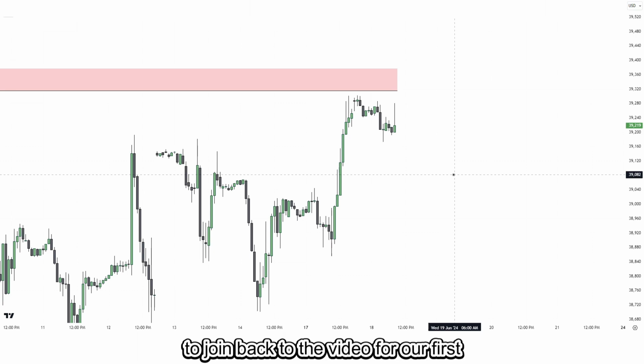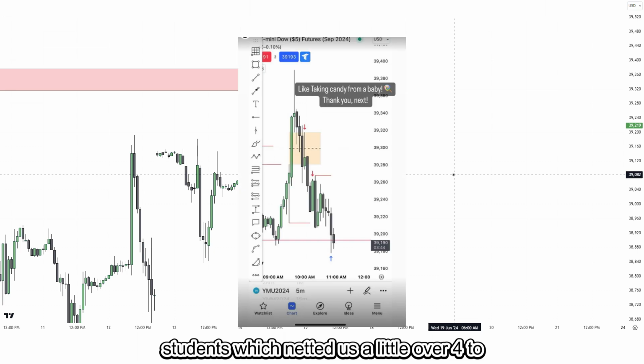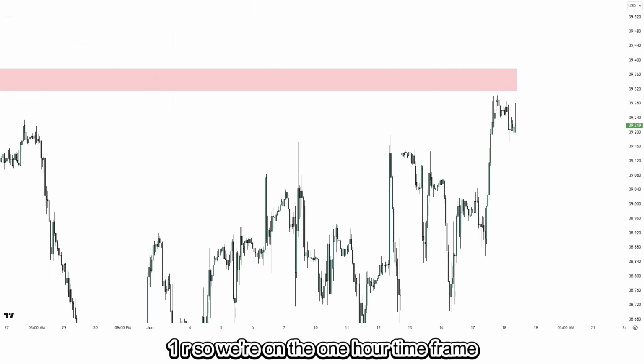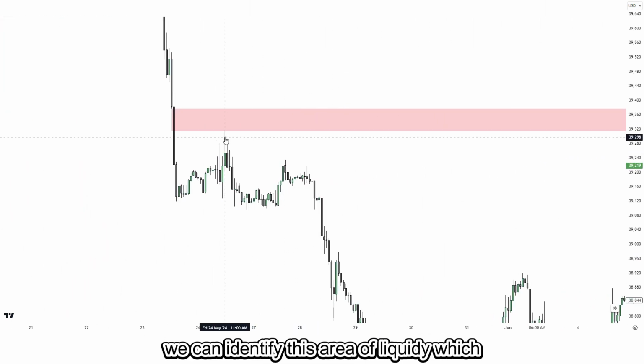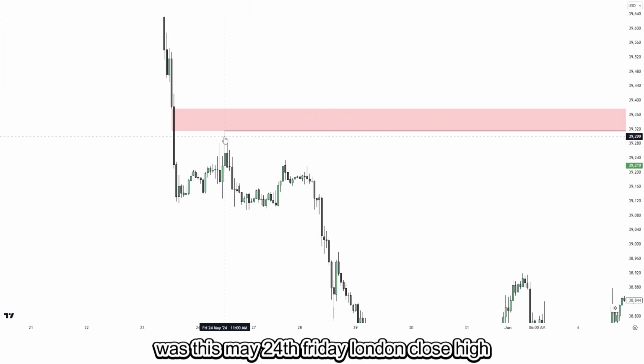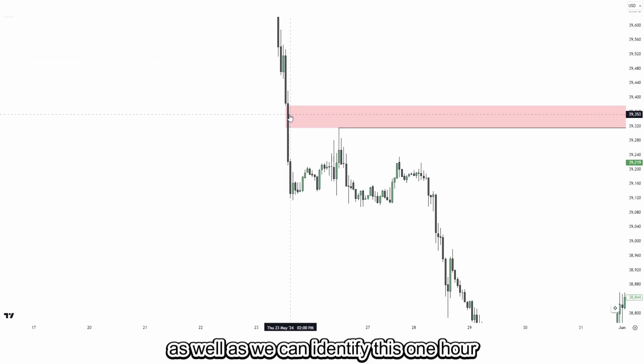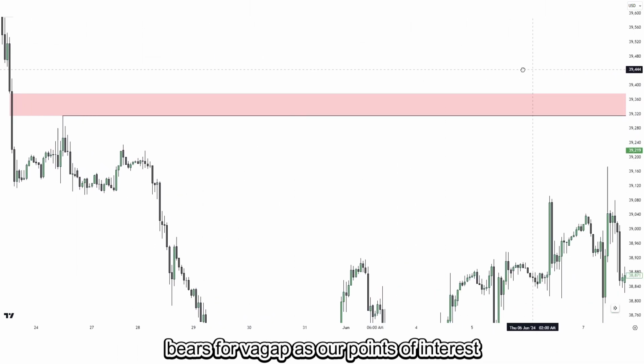Back to the video. For our first example, this was a live trade that I did call live with my private mentorship students, which netted us a little over 4-to-1 R. So we're on the 1 hour time frame here looking at the Dow Jones, and obviously we can identify this area of liquidity, which was this May 24th Friday London close high, as well as we can identify this 1 hour bearish fair value gap as our points of interest.